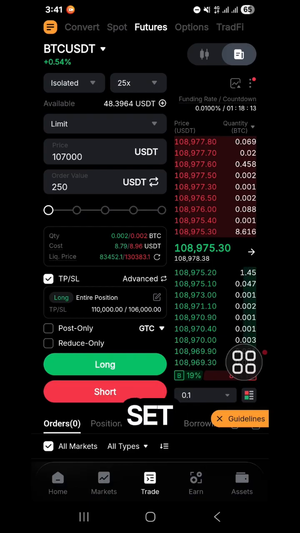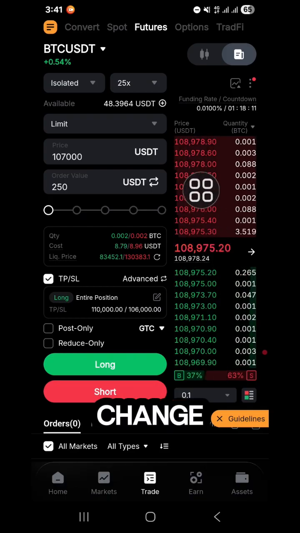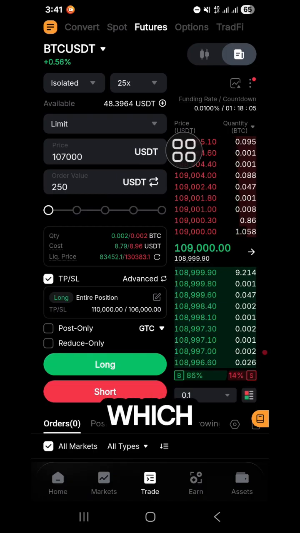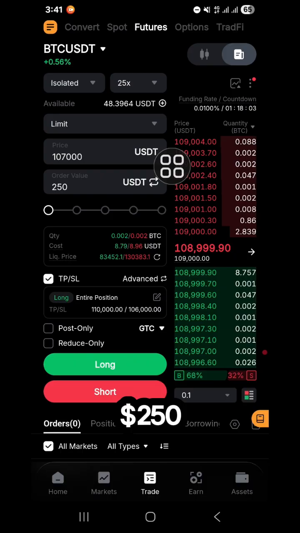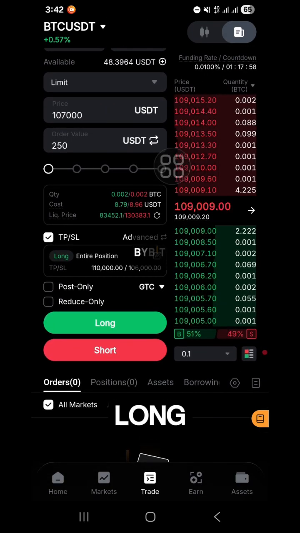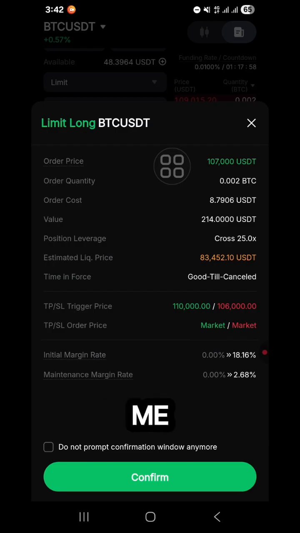So once you have set this, if you notice that I change my leverage to 25x, since I'm using $10, it'll be 10 times 25, which will be $250. So the next thing you need to do is simply tap on long. If I do this, it's going to give me a summary.